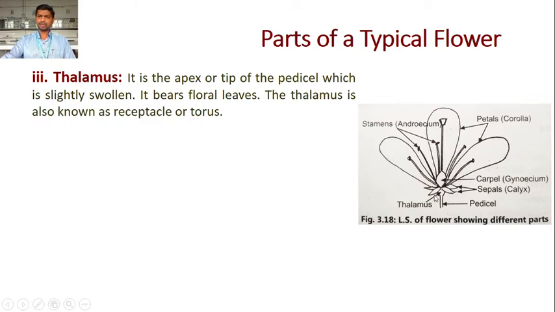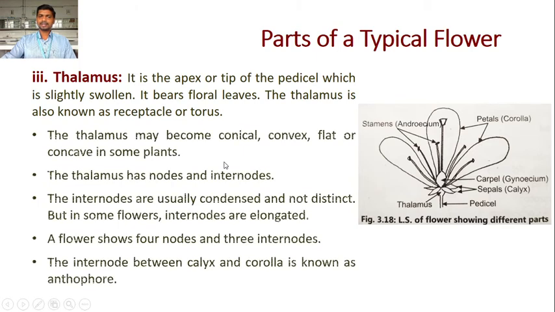Okay, so what is the thalamus? The thalamus is the swollen portion of the flower present at the apex or tip of the pedicel. The thalamus may be conical, convex, flat or concave in some plants. So these are the various shapes of the thalamus.